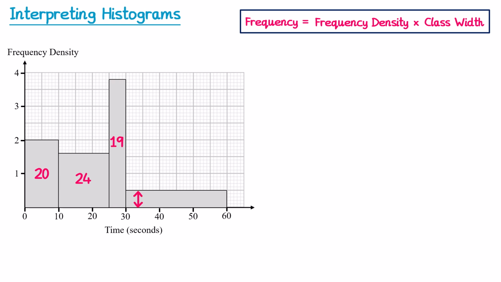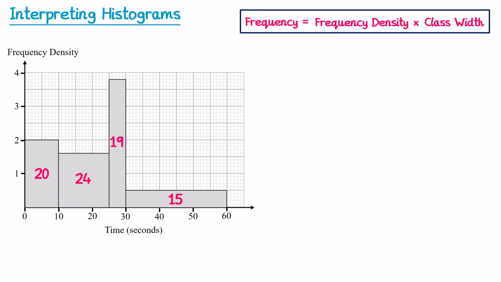And for the final bar, the frequency density is low this time, it's 0.5, and for the width of the bar, this one's really wide, it goes from 30 to 60, that's a width of 30. If you multiply 0.5 and 30, you get 15. So you can see if we have a pre-drawn histogram, it's quite easy to work out the frequencies just by multiplying the frequency density and the class width.